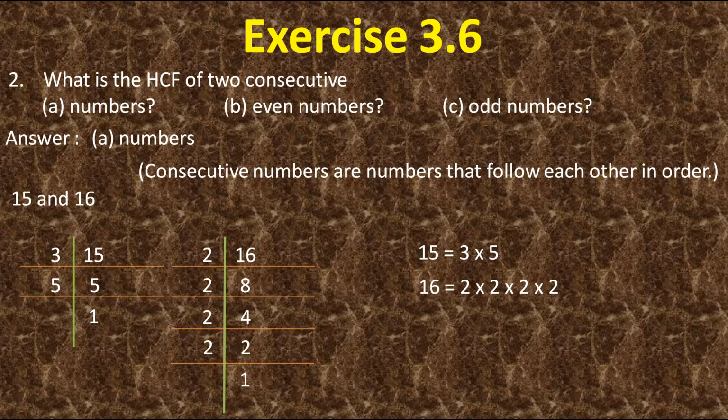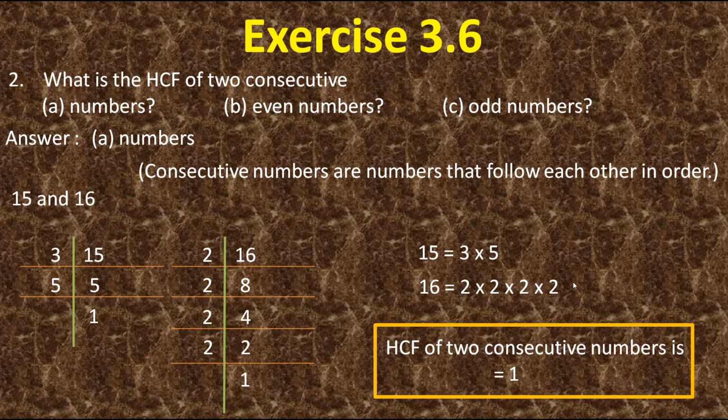If you look carefully, you will understand that no number is common. No factor is common here, right? Therefore, the HCF of 15 and 16 is 1, because 1 is a factor of each and every number. See here, 1 is a factor of 15 and also of 16.